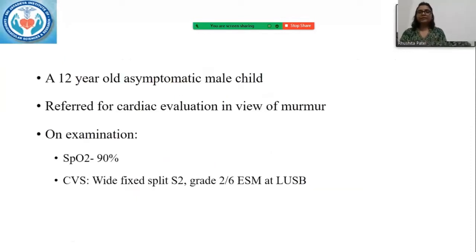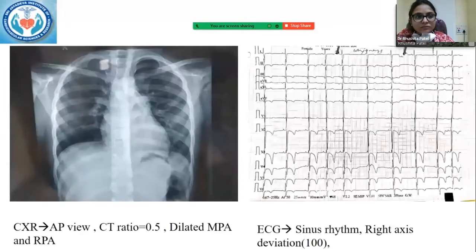It's a case of a 12-year-old asymptomatic male child who was sent to us in view of a murmur. On examination, his saturations were 90% with a wide fixed split S2 and a grade 2 by 6 ejection systolic murmur at the left upper sternal border. On X-ray, he had a CT ratio of 0.5 with dilated MPA and branch PAs, and ECG showed right axis deviation with signs of RVH.